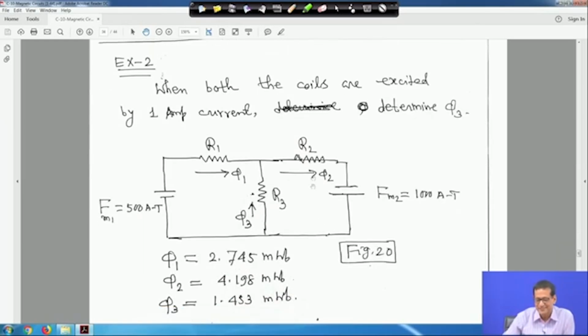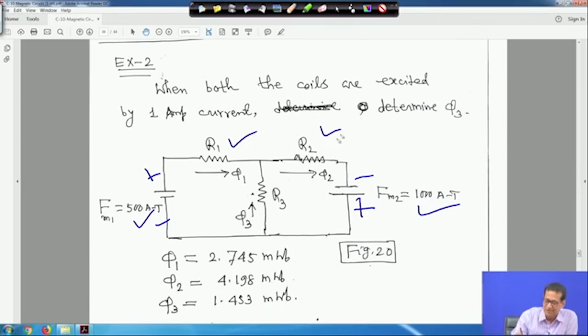So, the question is that both the coils are excited. In that case, look, here it is plus minus, but here it is plus minus, and 1 ampere current, both the coils are excited. So, this is 500 ampere turns, this is 1000 into 1, so 1000 ampere turns, this is R1, R2, R3, this way you have to compute phi 1, phi 2, phi 3.